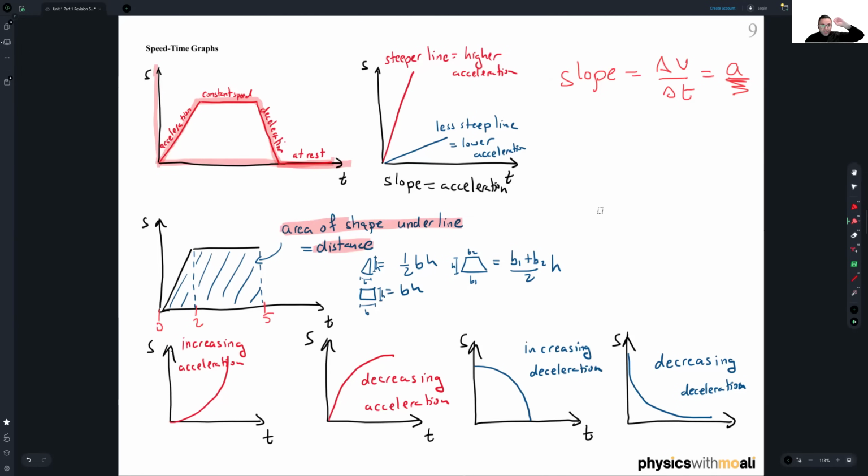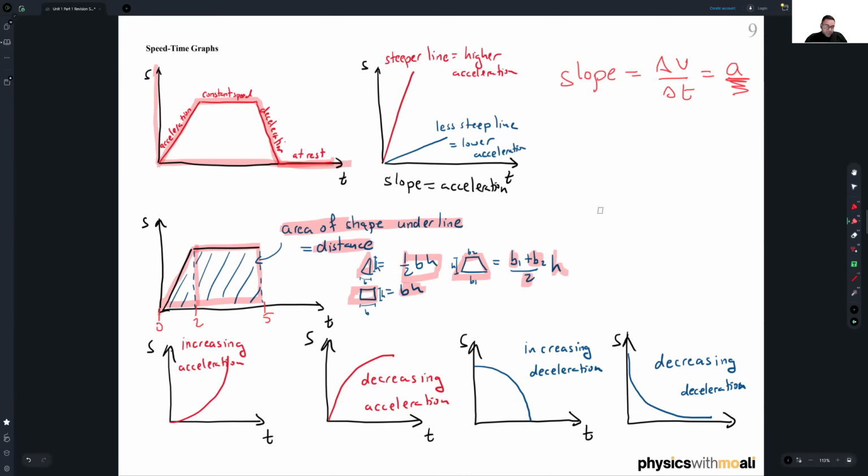But regardless, there are 3 areas that you need to remember. 3 shapes. A triangle, which is half times base times height. A rectangle, which is base times height. And a trapezium, which is base 1 plus base 2 over 2 times height. If you forget the trapezium, like if you forget that rule, that's fine. You can just split that shape into triangles and rectangles, get the total area, and just add them together.